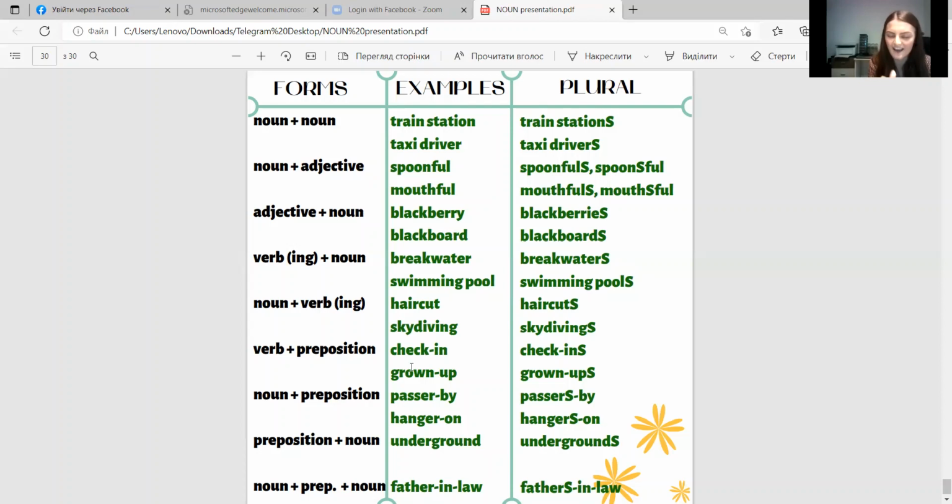Passersby, hangers-on. Then you have preposition plus noun, прийменник плюс іменник, like under is a preposition, underground. And again, you put ending s to the noun, undergrounds. And the last, you have noun plus preposition plus noun, father-in-law. So it's, you know, like a test або свекор. And it's really important to be attentive and careful with this word. You put ending s to the first noun, to the first word. Fathers-in-law, not father-in-laws.